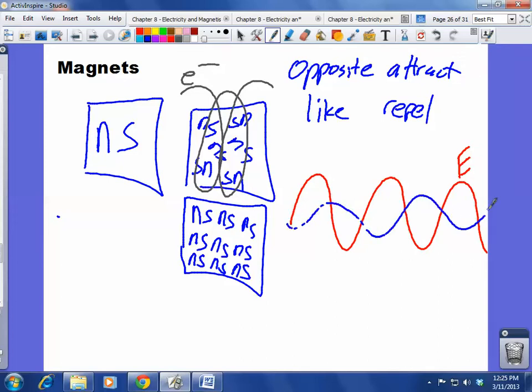Now I can't draw this very well on the board, but if we think of an electric wave, with the electric field parallel to the board, it's going to have a magnetic field that's perpendicular to the board. This electricity moving creates a magnetic field. Magnets moving create an electric field. So we can't have one without the other.